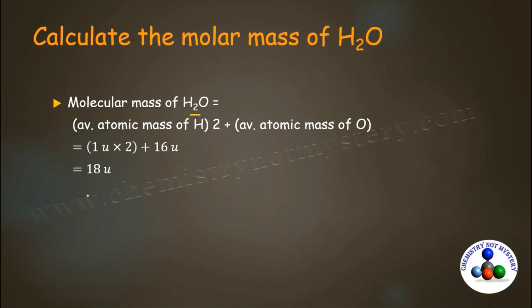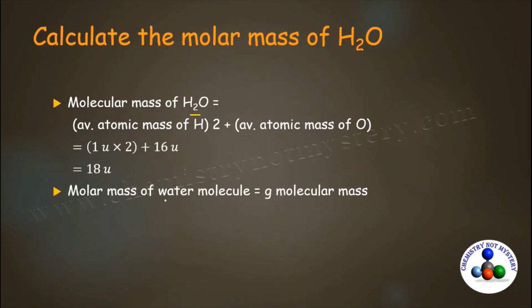As we just have learned, molar mass of water is equal to the gram molecular mass, as water is a molecule. So here you just have to replace this U by G. So the molar mass of water will be equal to 18 grams per mole. Gram per mole is the unit of molar mass.